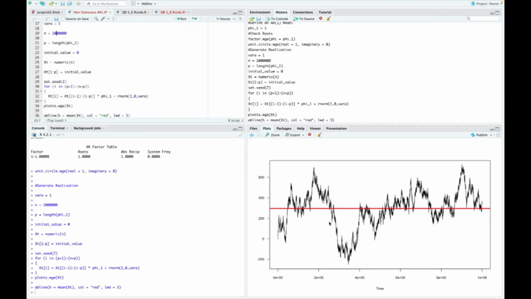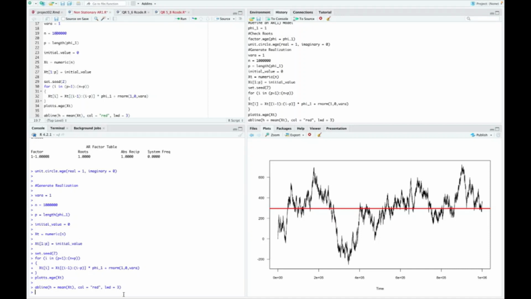It was just 1 million, but it has explored over 600, turned around and gone back under negative 200. If you keep doing this, it will keep exploring higher bounds and lower bounds. It has no mean, or the sample mean now is up to about 300. It's not attracted to a mean, and it actually has infinite variance.